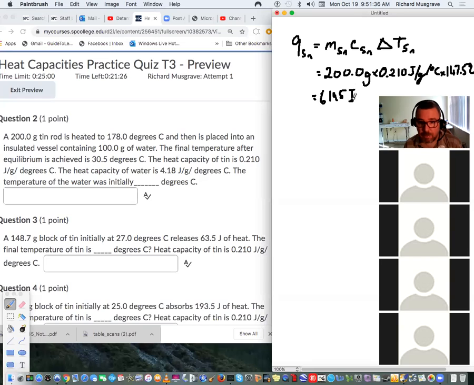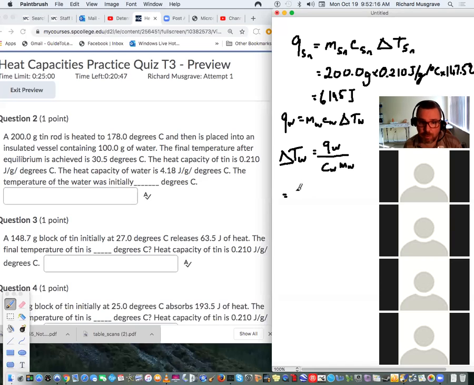So 6195 joules. In order to keep up with the sig figs, it really should be 6200, but I'm going to keep the sig figs the way they are because we're looking for something at the end here, not rounding at the end. So we have Q_water next, and that equals mass of water times c of water times delta T of water. Now we want the initial temperature of the water, so we're interested in delta T. So delta T_W is equal to Q_W over c_W times m_W.